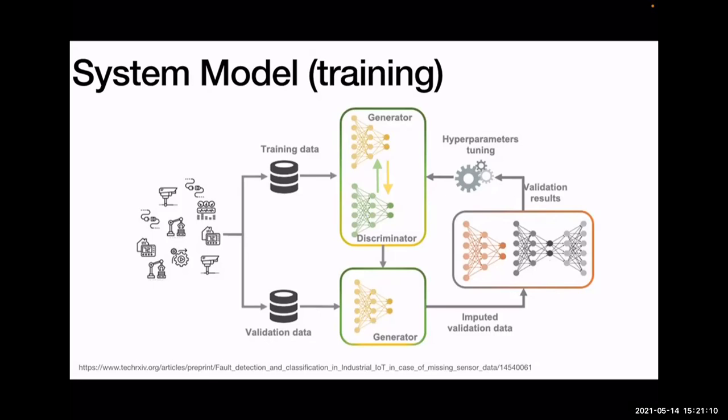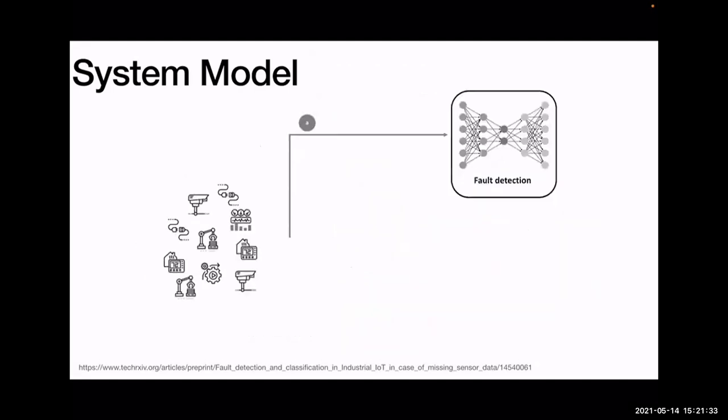And the reason for this connection between the data imputation module and the modules for anomaly detection and fault classification is that the relationship is actually quite important, because we do imputation for anomaly detection. We do imputation for fault classification. We don't do it just for the sake of having a nice looking data set from the statistical point of view. So then we tested the whole system for multiple scenarios.